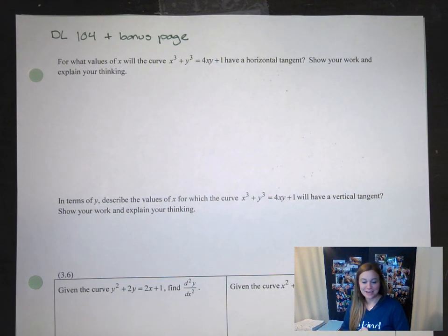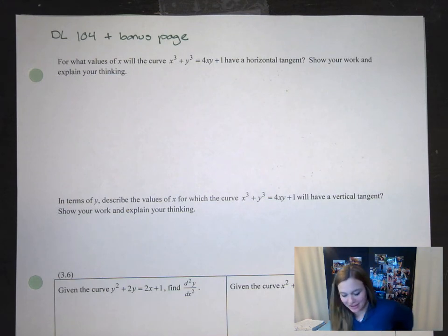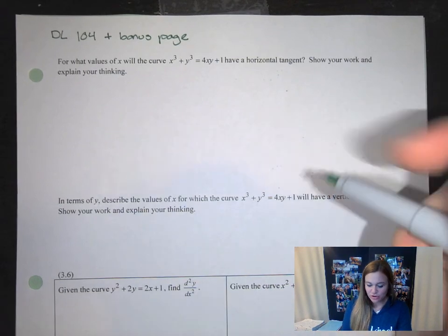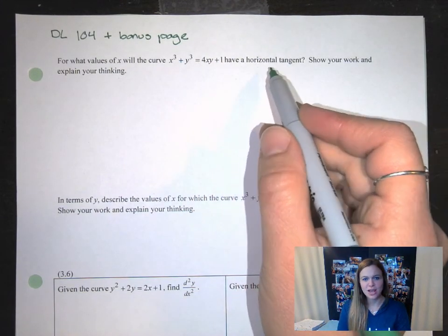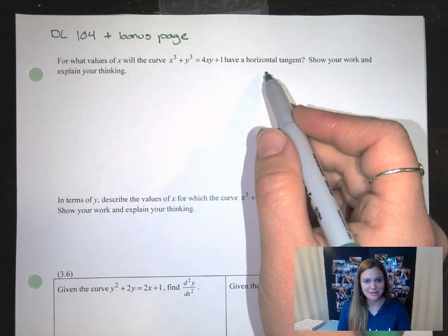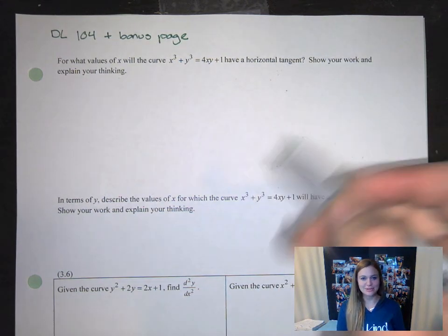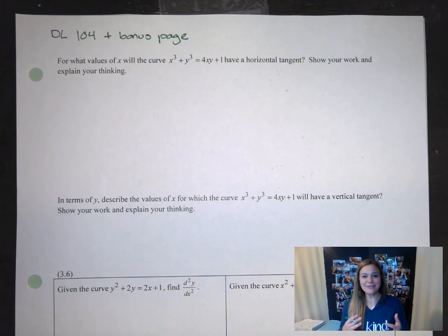Let's do this thing. More implicit differentiation. Okay, so for what values of x will the curve x cubed plus y cubed equal to 4xy plus 1 have a horizontal tangent? Not only do we get to use implicit differentiation, but we also get to solve a problem. After that, we get to think further.